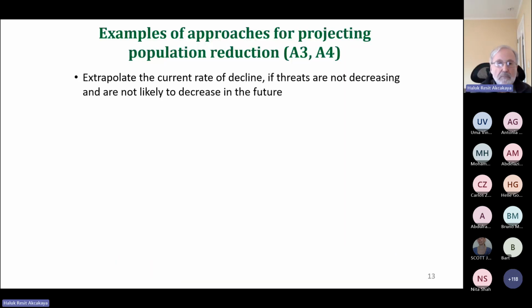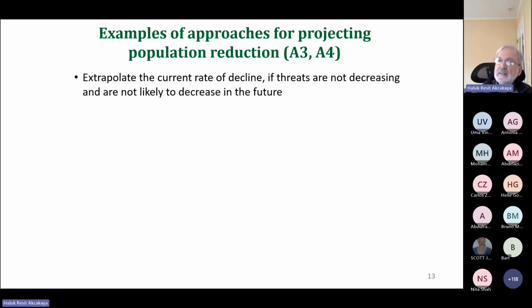Now, there were a number of questions related to how we project population reduction under criterion A3 and A4. Now, A3 is about future reduction and A4 combines future reduction with past reduction, and they both require projection or predicting what will happen in the future, which is always, of course, a complicated thing. So here are some examples of how we can do that.